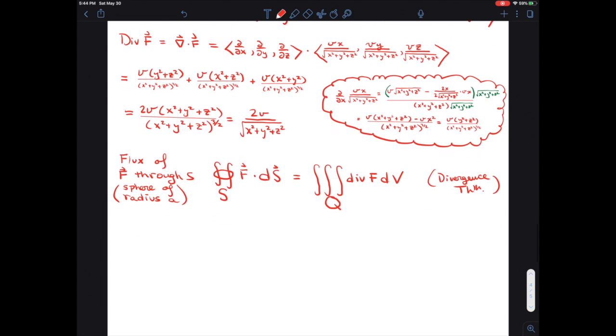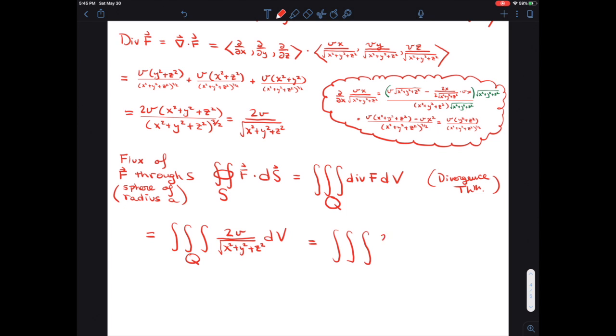Okay, so let's keep going. So we have the triple integral. The divergence of the field is just twice the speed of these velocity vectors over the square root of x squared plus y squared plus z squared. Like that. And dV, I think at this point we want to put this into spherical coordinates. So let's do that real quick.